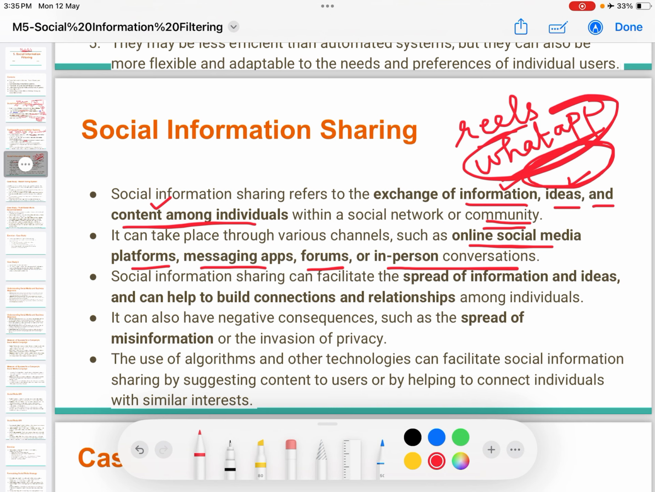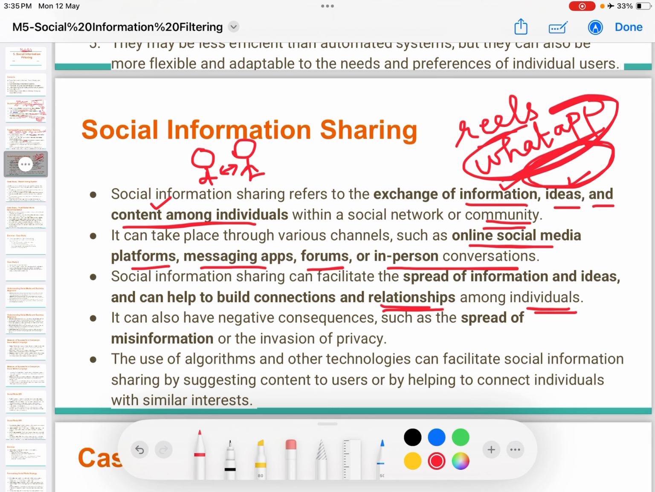So, by sharing information and ideas, you can understand who is like-minded with you, and therefore, by doing this, your relationships among individuals will increase, because you will understand that this person and you both have the same idea over a particular topic. You have the same response, you have the same thought process. In that case, the social connection will definitely increase.